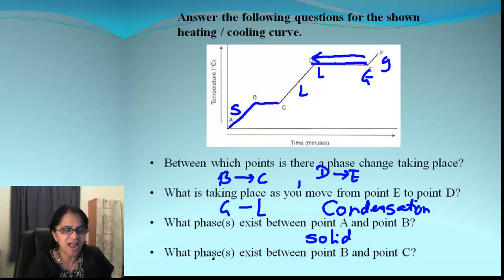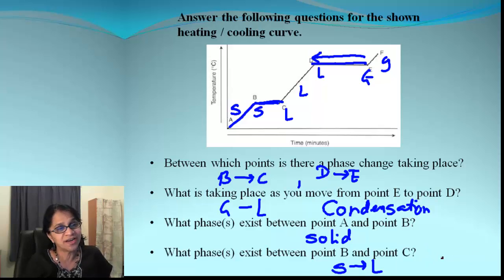The last question is, what phase exists between point B and C? Around points B and C, it is actually going from solid to liquid. Solid is getting converted to liquid. So at a particular point, we will have an equilibrium between solid and liquid. We will actually get to see both those phases, and gradually it will change from solid to liquid.